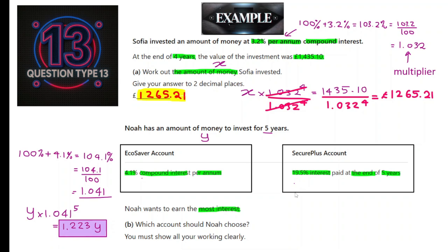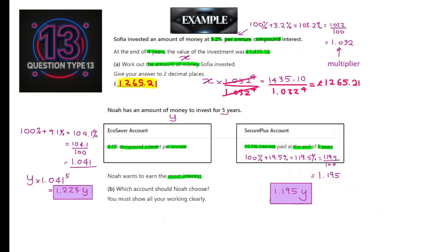So that is 100% add 19.5%. That gives 119.5%. As a fraction, it's 119.5 over 100. As a decimal, it's 1.195. Now, this is only paid once, so the person would get 1.195 times Y. Now, the comparison is between 1.223Y and 1.195Y, and you can clearly see 1.223 is bigger, so you can come up with your conclusion.